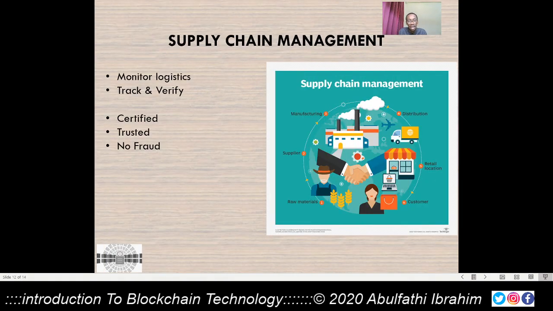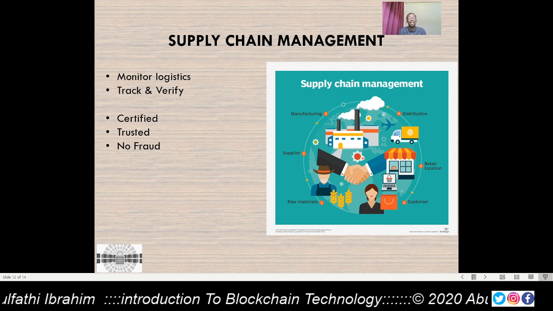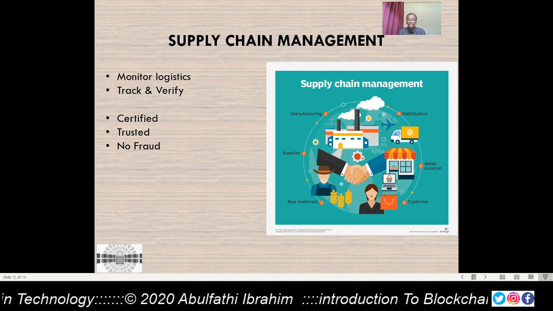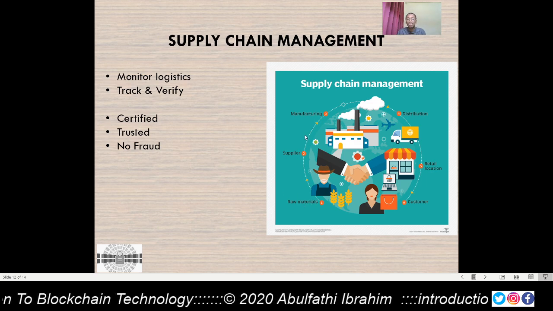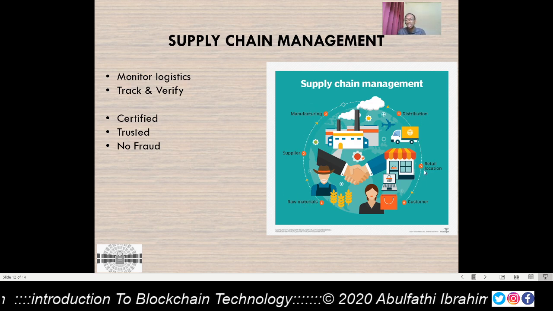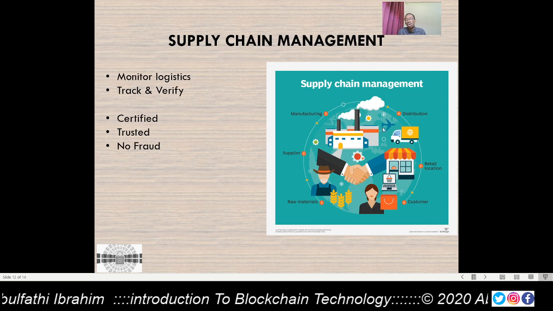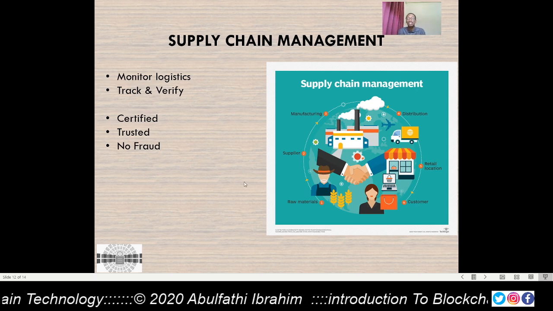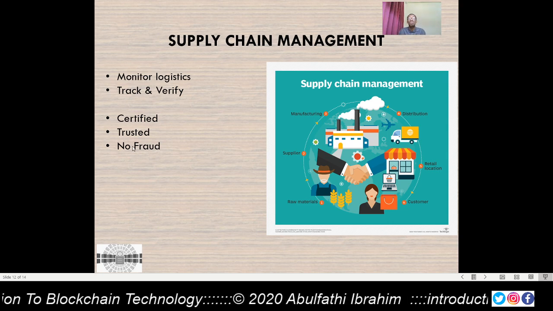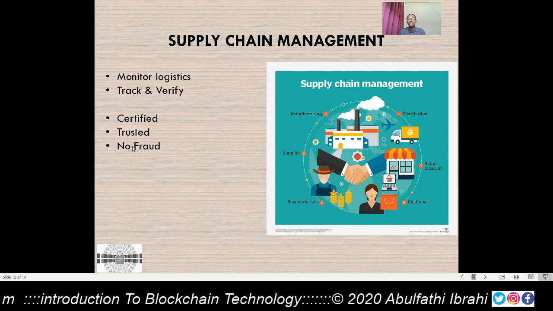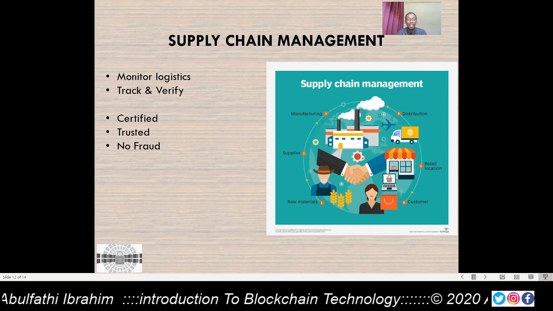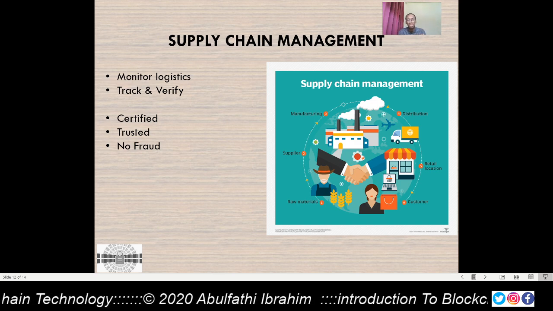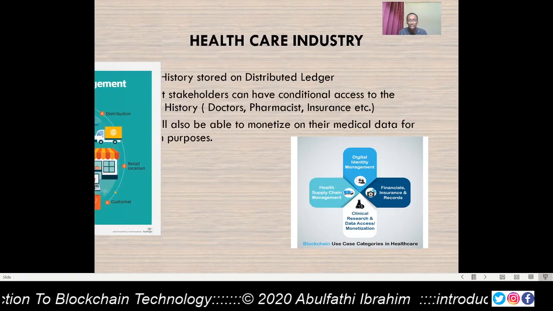Blockchain also helps in supply chain management. Logistics can be monitored, tracked, and verified, for example from raw materials, supplier, manufacturing, distribution, retail, to customer. So all the processes will be shared within these participants. They will know what is going on with the materials. So it can be tracked easily, certified, trusted, and there is no fraud.